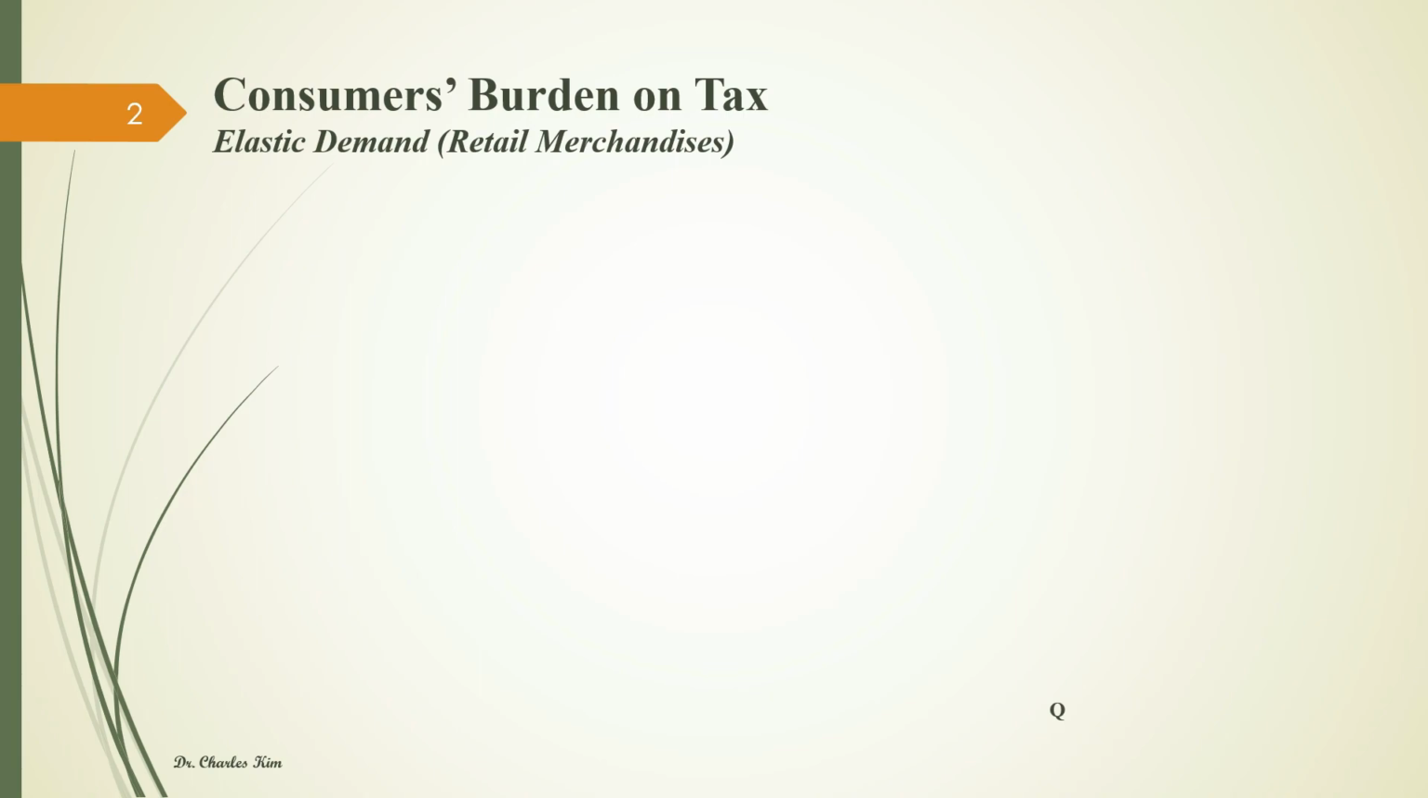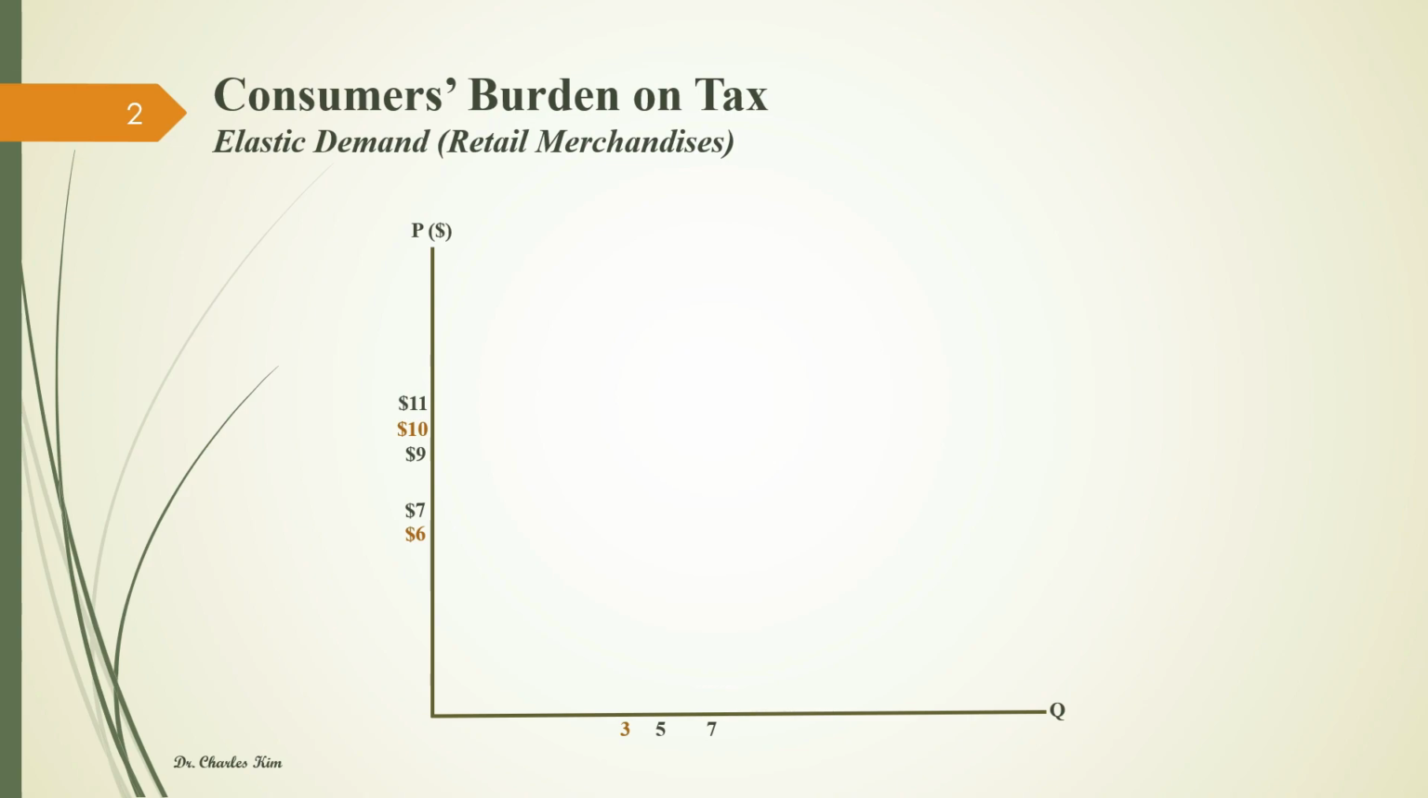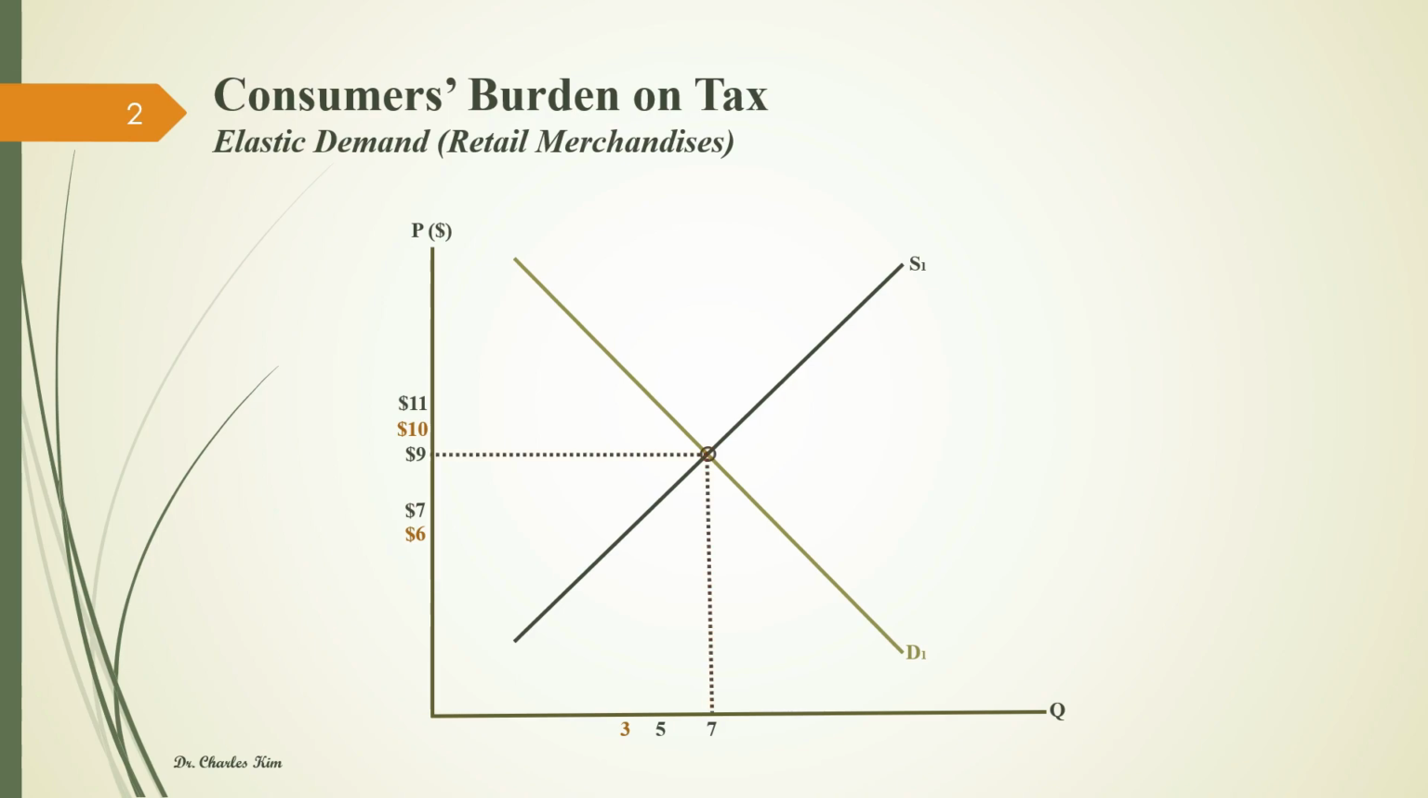Quantity goes to the x-axis, and price goes to the y-axis. Then, put prices and quantities on each line, respectively. Draw the original demand curve, D1, and supply curve, S1. You will see the equilibrium price of $9 and equilibrium quantity of 7 units.